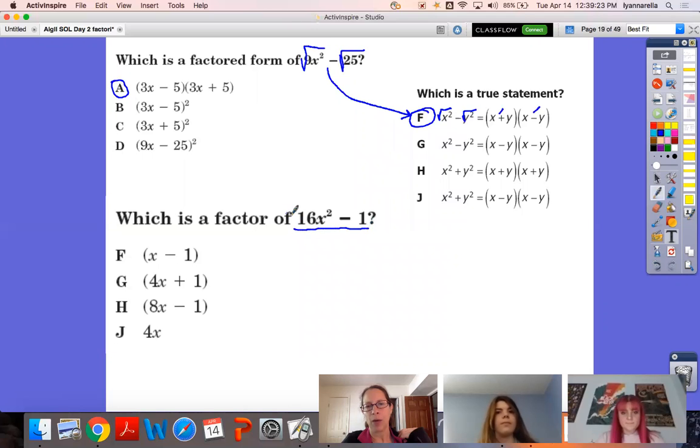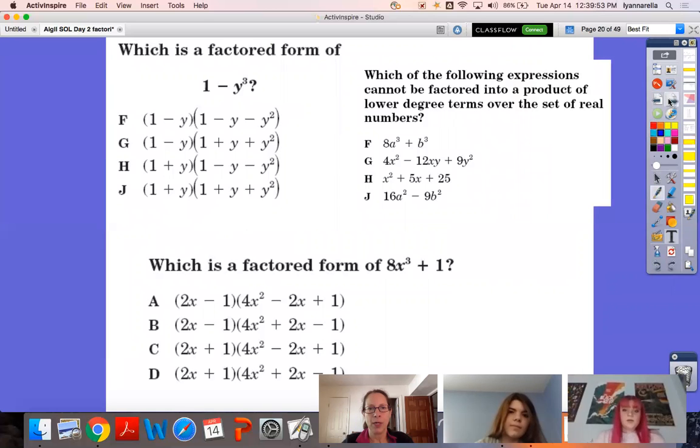Emily, I'm going to put you on the spot. Which one of these is a factor? They didn't give us both of them. They only gave us one of them. Which one of these is a factor of this? G. Which one? G. G is correct. Well done, you. Okay.